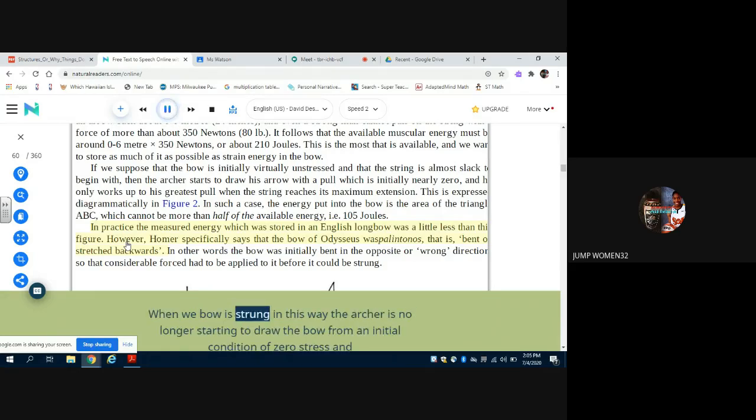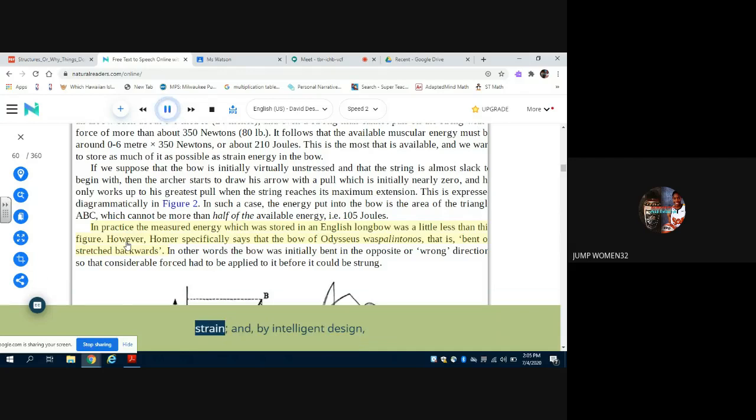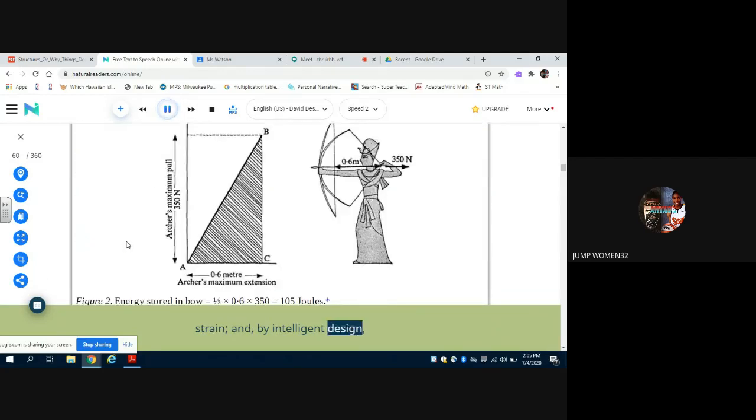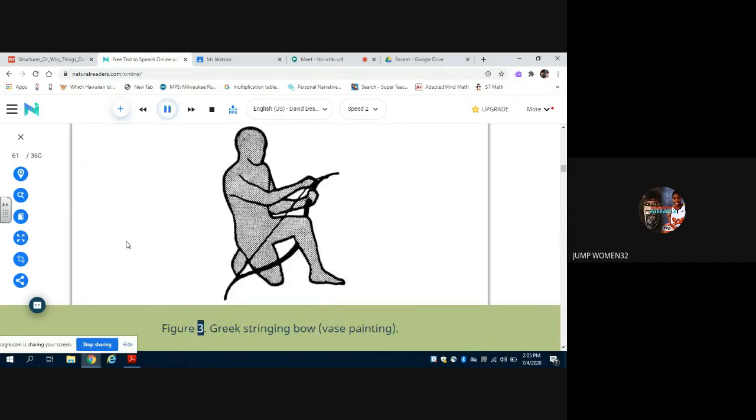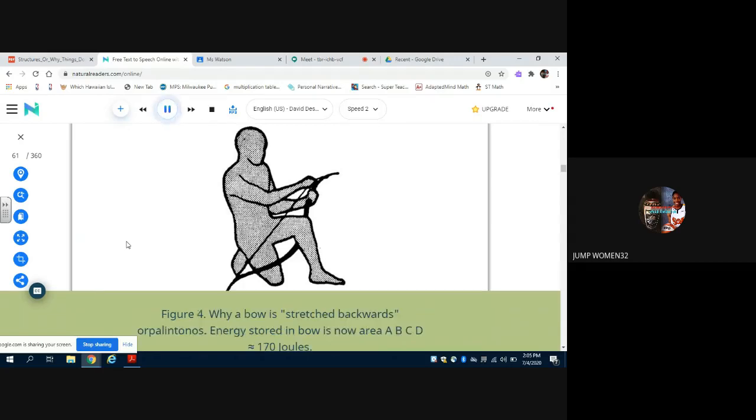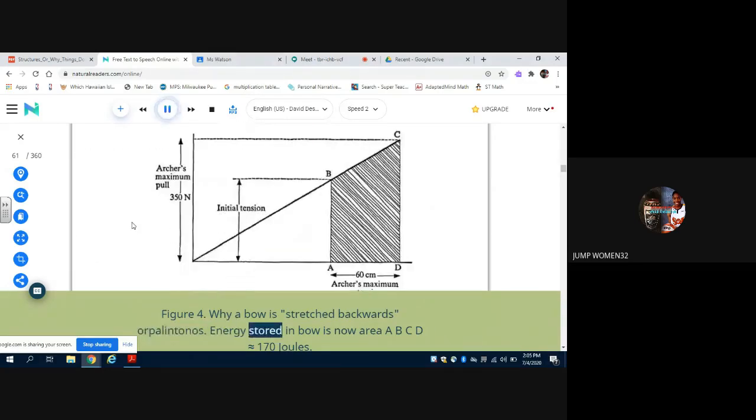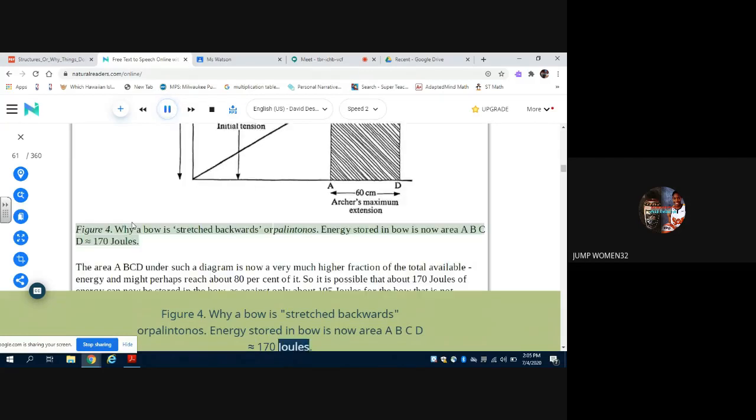When the bow is strung in this way, the archer is no longer starting to draw the bow from an initial condition of zero stress and strain, and, by intelligent design, it is now possible to arrange for the Figure 3. Greek stringing bow. Vase painting. Figure 4. Why a bow is stretched backwards or palintonos. Energy stored in bow is now area ABCD, 170 joules.